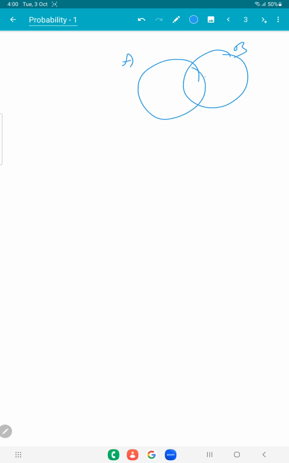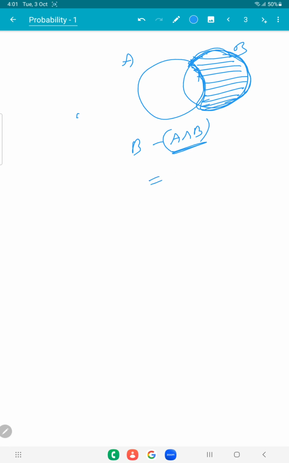This is B, right? This is A, right? B minus A means subtracting A from B, right? We get only this part because A is subtracted. What happens if you subtract A intersection B from B? If A intersection B is subtracted, B minus A is this one, right? So B minus A intersection B is also the same.